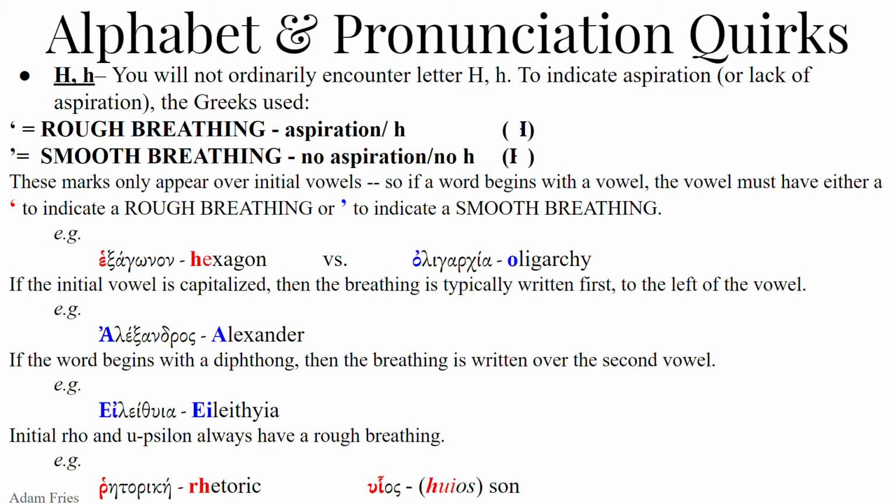Initial rho and upsilon always have the rough breathing. So if we have a word like rhetoric, rhetorike, we have the r. That is initial rho has the aspirate, rhetorike. And initial upsilon also has the rough breathing. So the Greek word for son is huios, always with the hui. Initial upsilon must have the rough breathing.